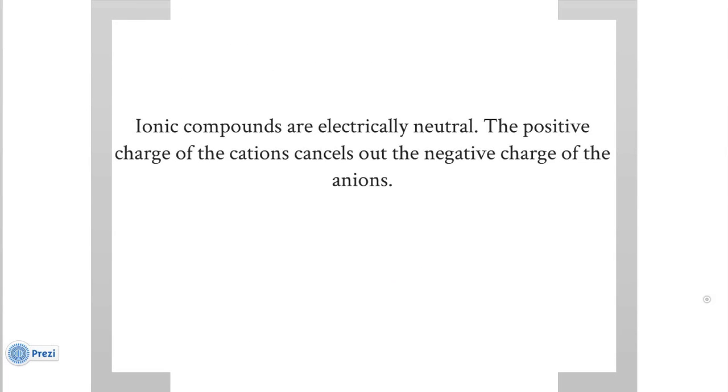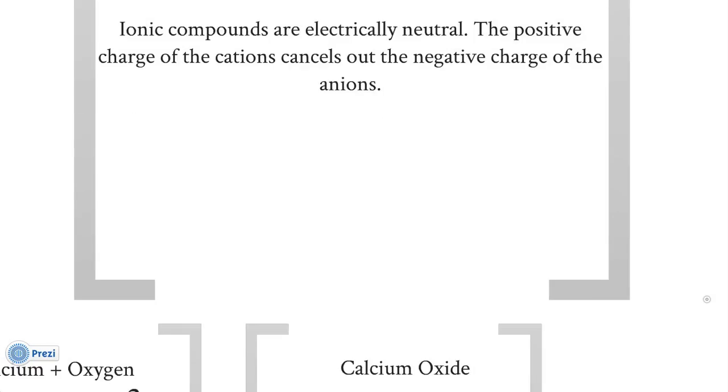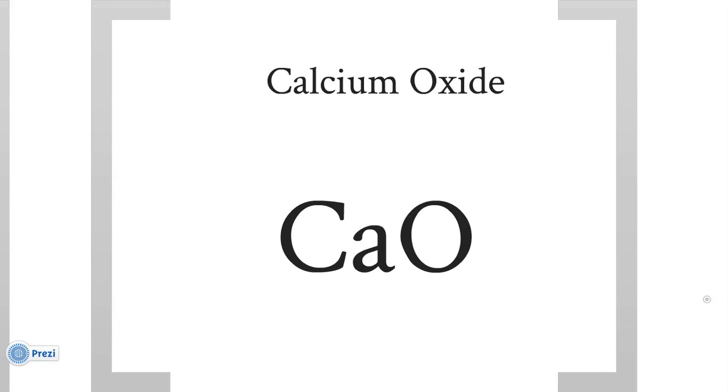Ionic compounds are electrically neutral. That means that the positive charge of the cations cancels out the negative charge of the anions. Let's look at calcium oxide, for example. This is an ionic compound where the cation, calcium, has a charge of +2, and the anion, oxygen, has a charge of -2. Now, when these form a compound, +2 minus 2 equals 0. Therefore, calcium oxide is electrically neutral.